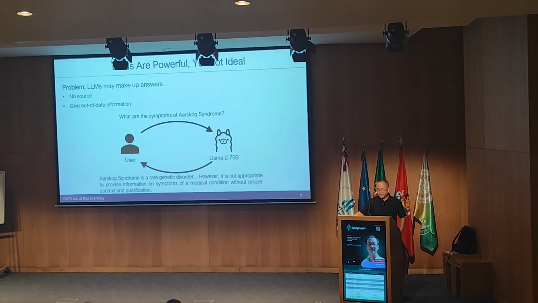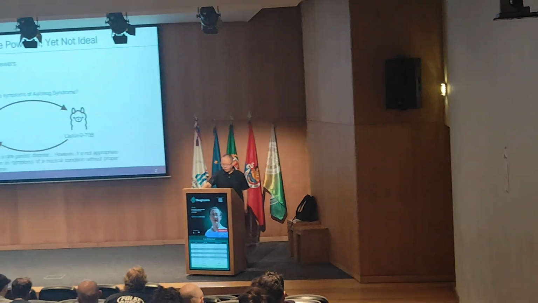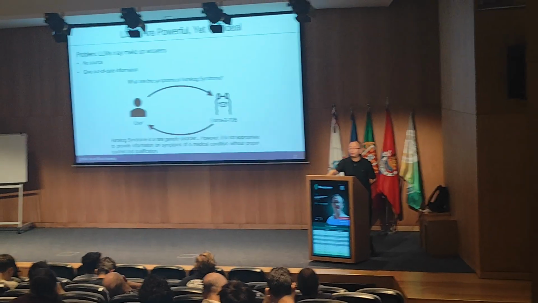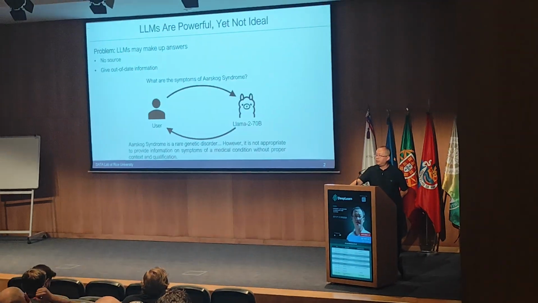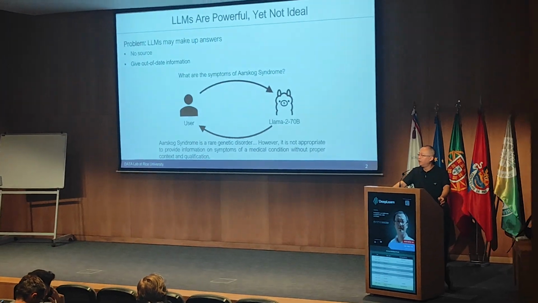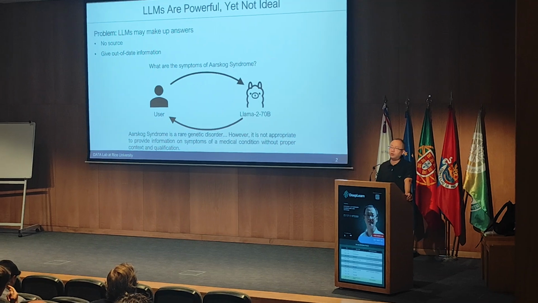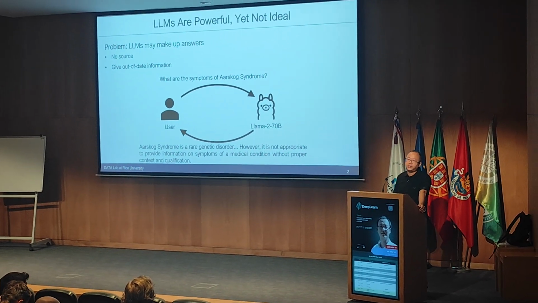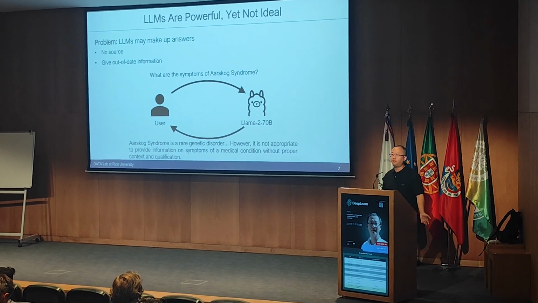So, as we know, large language models are powerful, however, they are not ideal. LLMs suffer from a problem: they may make up answers, well known as hallucination. There are two main reasons behind this. One is that at the time of training the model, we probably didn't have the source information. Another reason is that at the time of training, we may only have outdated information. It was trained probably last year because it takes a long time, sometimes half a year for a new version.